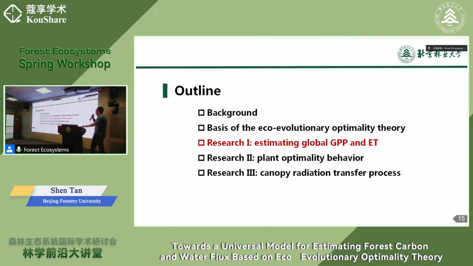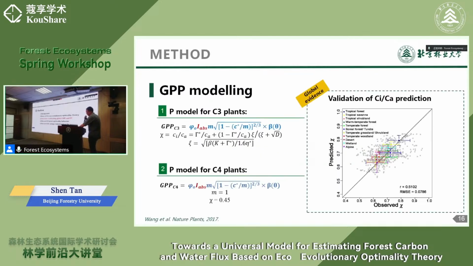So this is the first part of the research. We employ the P model and the model extension to estimate global photosynthesis and global evapotranspiration. Okay, first, this is the P model equation. It is universal for C3 plants and for C4 plants.